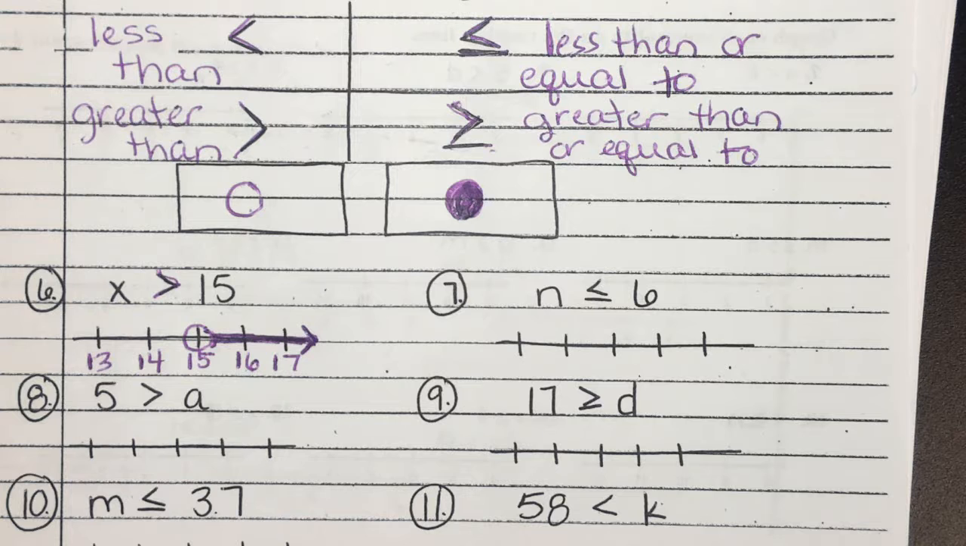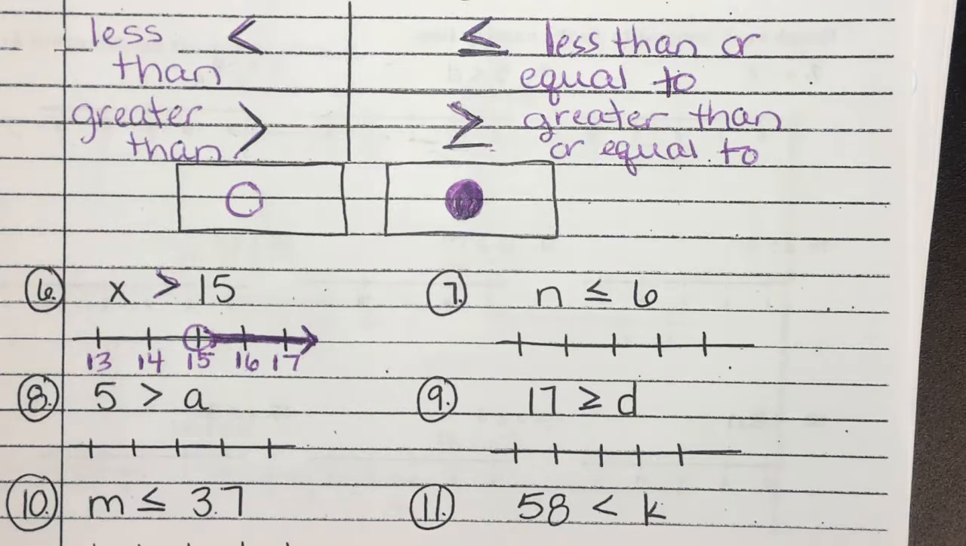The open or closed dot tells you if 15 is included. So look at that one. Is 15 part of the answer? If it says greater than 15, can it be 15? No. So you have to look at where things fit.